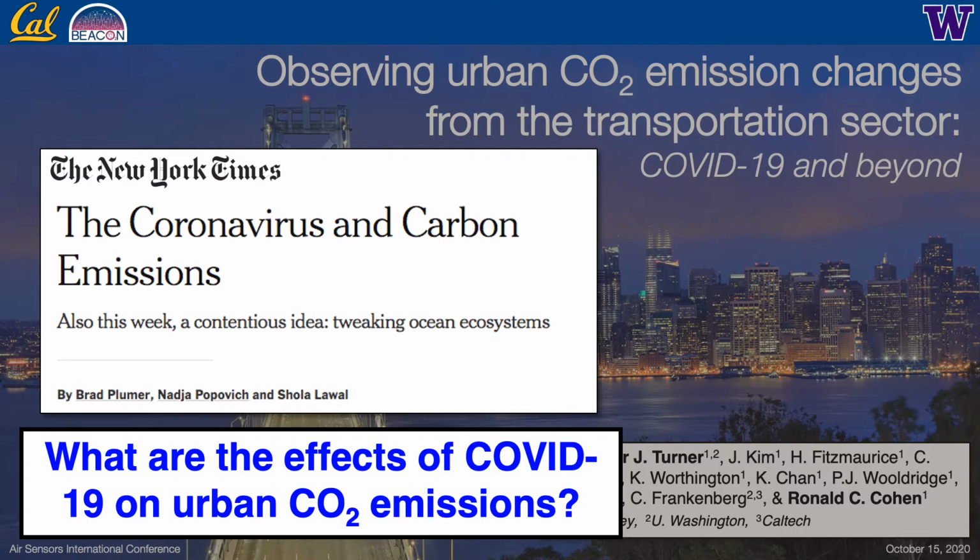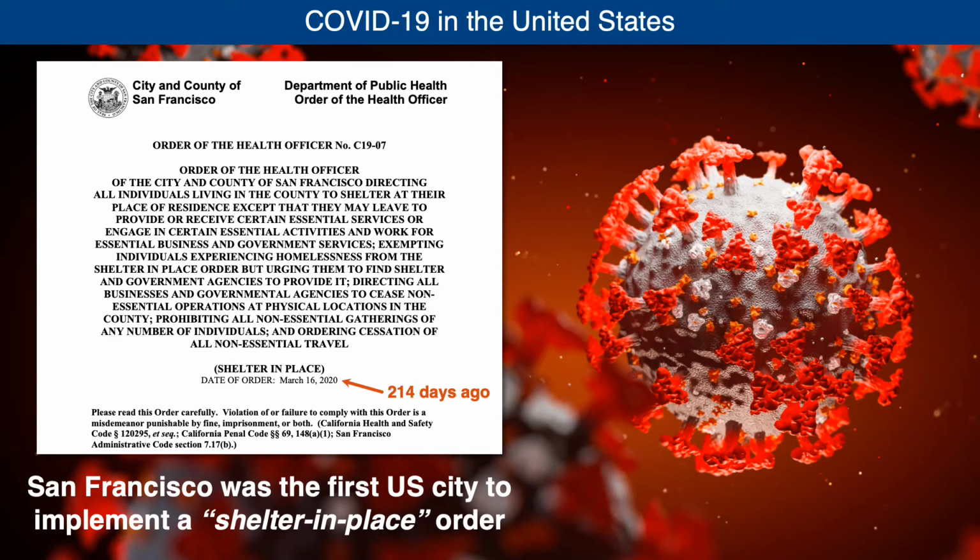So an obvious question is, what are the effects of shelter-in-place orders due to COVID-19 on urban CO2 emissions? San Francisco was the first U.S. city to implement a shelter-in-place order, which I've shown here on the left. The order was enacted on March 16, 2020, or 214 days ago. Because it was the first city to enact such an order, we might expect the most abrupt response here.